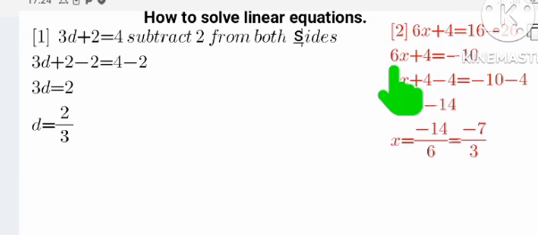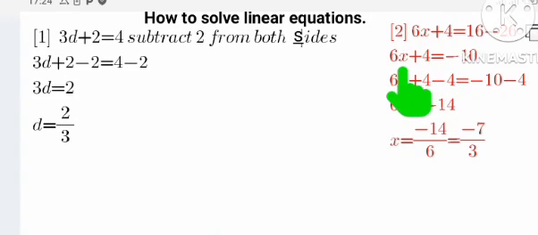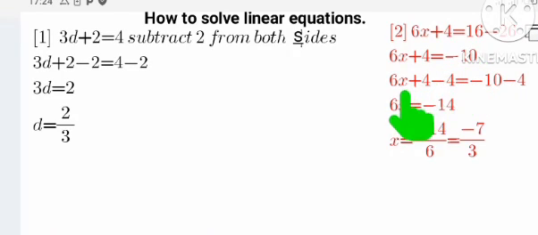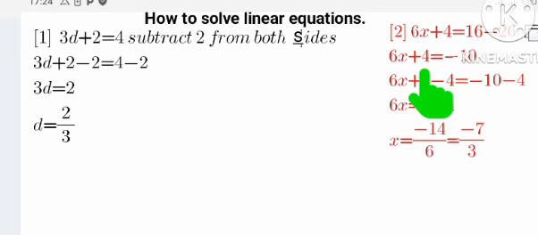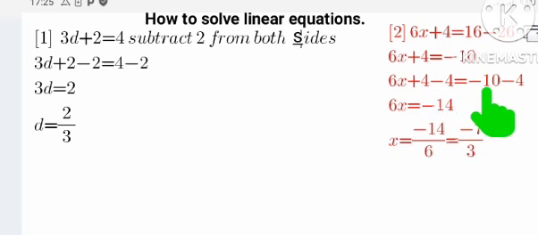What do we do after that? The next thing we want to do is remove this 4 from this place so that we can have only 6x on the left hand side. So to remove 4, we are going to have 6x plus 4 minus 4. Since we have plus 4 here, we know we are going to subtract it. If we had minus 4, then we would add 4 to both sides. But here we have plus 4, so we are going to subtract it. So 4 minus 4 gives you 0, equals negative 10 minus 4.